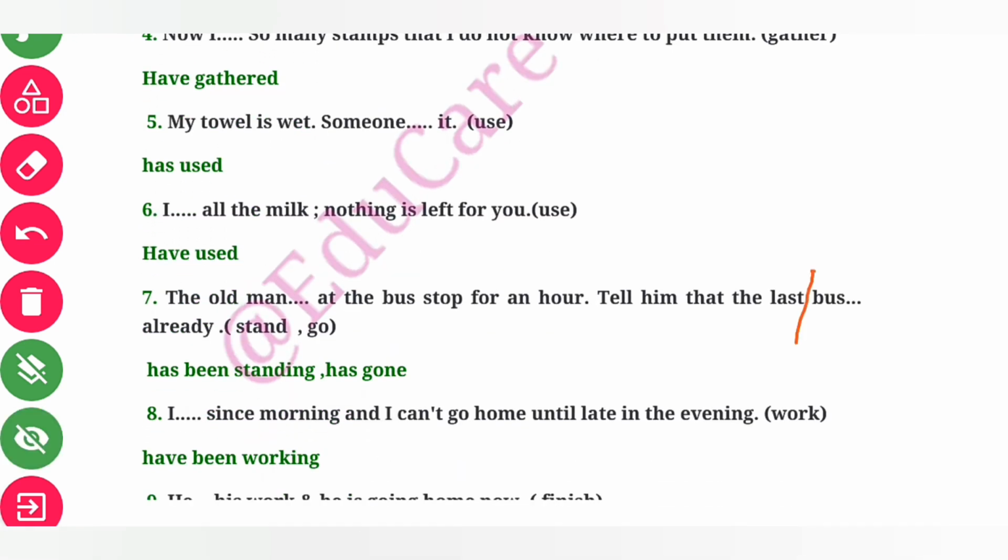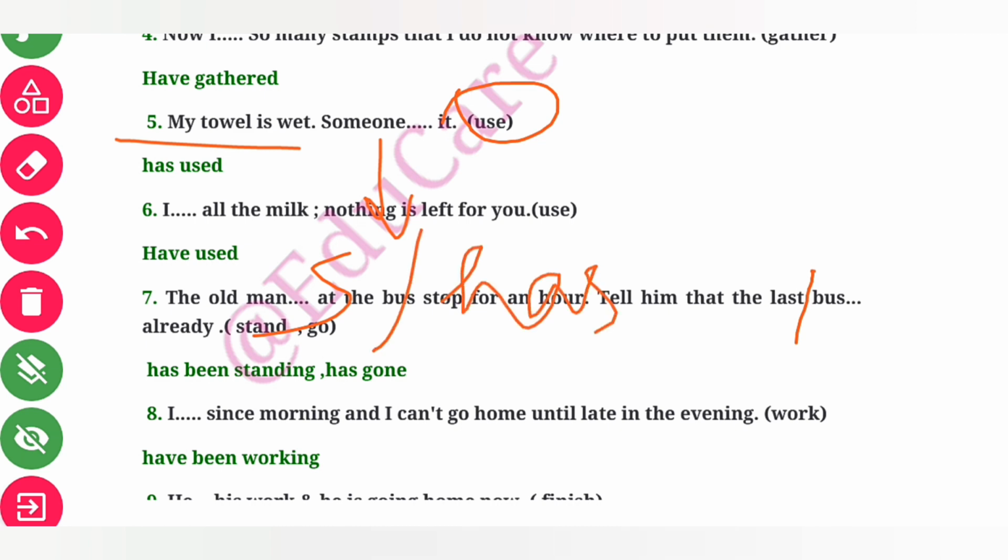We'll go for the next one, that is the fifth one. My towel is wet. Someone dash it. My towel is wet, the first action. Someone dash it, use. So someone is a singular subject, and for a singular subject what do we use? Has, and has plus the ed form, so the past participle form will be used. My towel is wet. Someone has used it. Clear?